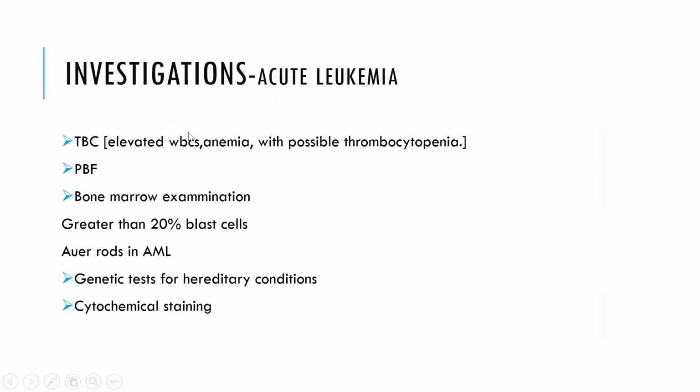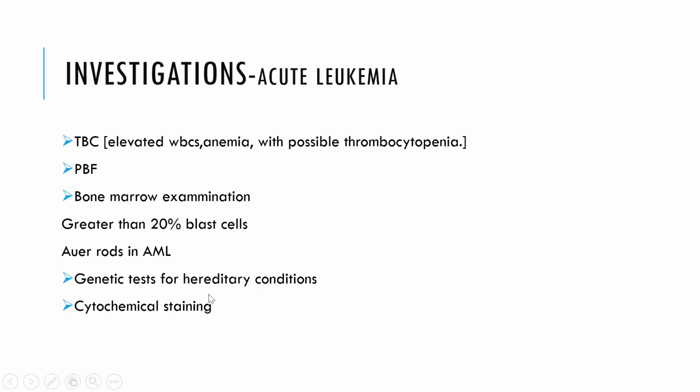For the baseline investigations, we have the total blood count, where we expect elevated white blood cells because of the leukemia, and there may also be anemia, and thrombocytopenia is also possible, but it's not always there. We also have the peripheral blood film and bone marrow examinations, where when you do the BMAs, you'd find the blast cells, and also when you view under the microscopes for AML specifically, you will see Auer rods. I hope we all know how that looks like, because it's a very likely spot. Make sure you look into it if you don't.